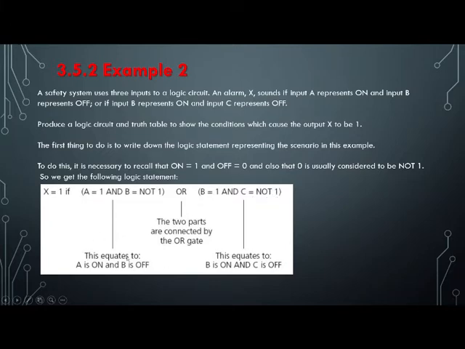Basically this equates to A is on and B is off. Not 1, you know that it is a conversion or reverse. If there is a 1 you will get the 0, so they are writing A is on and B is off. Similarly in this case they equate B is on and C is off, not 1. And OR means the two parts are connected by the OR gate. You must recall the behavior of each gate.